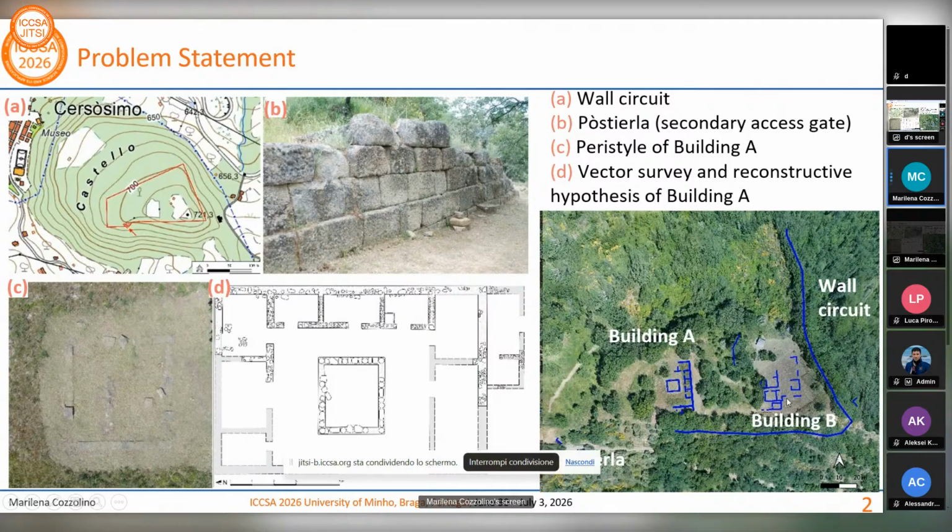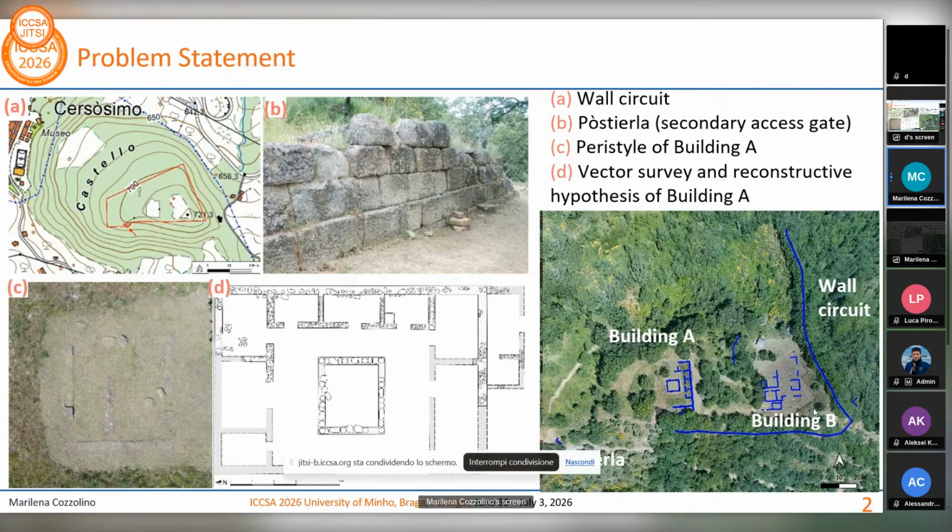Building B is instead less known, and it is supposed to have an administrative role. After the maximum stage of life in the Roman period, the site was abandoned, and it saw a return of habitation only in the Middle Ages. These are the only information that we have about the site.